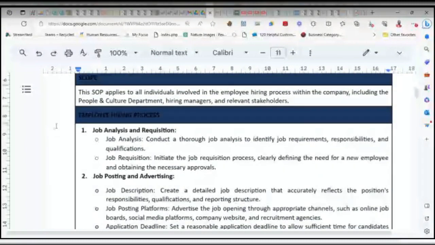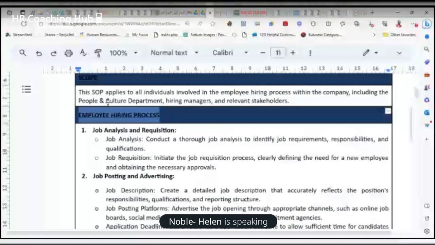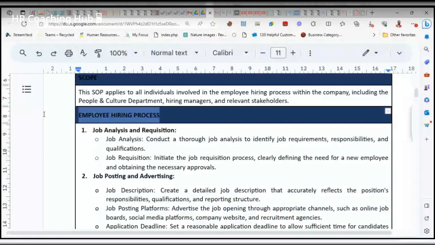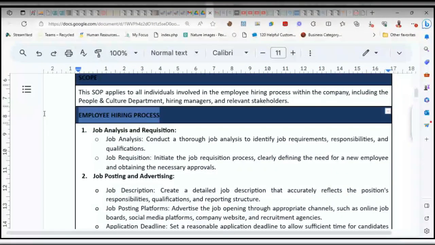Then the employee hiring process. What is the first step in the process? Job analysis and requisition. So the job analysis, what does it say? Conduct a thorough job analysis to identify job requirements, responsibilities, and qualifications. Then job requisition is to initiate the job requisition process, clearly defining the need for a new employee and obtaining the necessary approvals. That means before you can come to me in HR, you as the hiring manager must have conducted a thorough analysis of the role, of course, with HR. Then you must have filled a requisition form that must have been approved by your own direct line manager, depending on how the organization is structured. And the form, of course, will be designed by HR, in which you must have clearly defined the need for that new employee. It's either a replacement role or a new role that has just been created. Those are the things that will be done there.